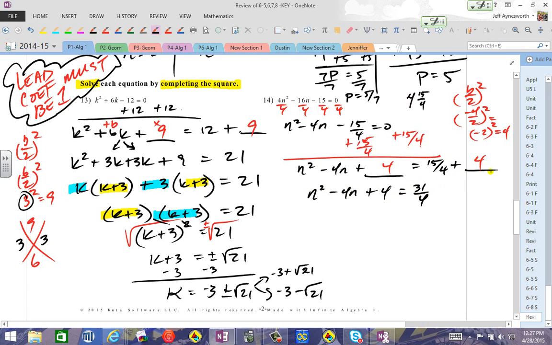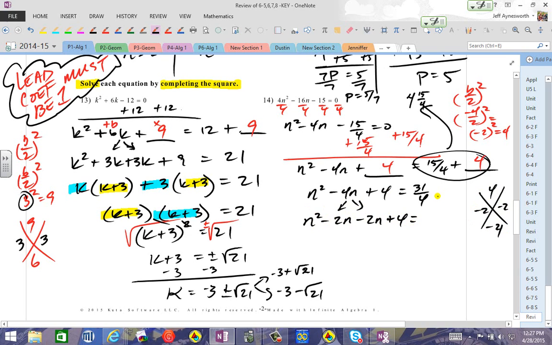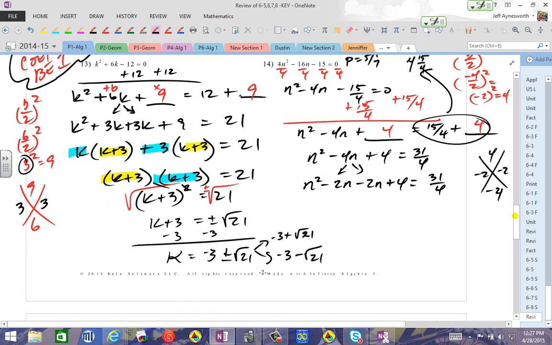Okay, now you got to play the factor game. So what two numbers multiply to 4 and add to negative 4? All right, and they got to be negative 2. Negative 2 times negative 2 is positive 4. They add to negative 4 though. So we're going to split the middle term. So you have n squared minus 2n plus 4 is equal to 31/4. Just go with the flow. Nothing changes just because you got a fraction. Factor by grouping, n times n minus 2. Factor out the negative 2, equals the fraction 31/4. Factor again, equals 31/4. Rewrite it.